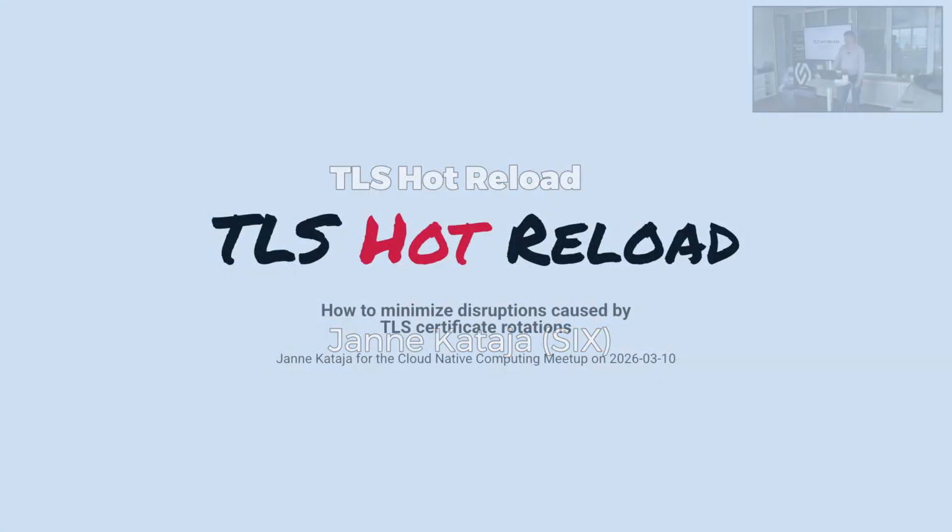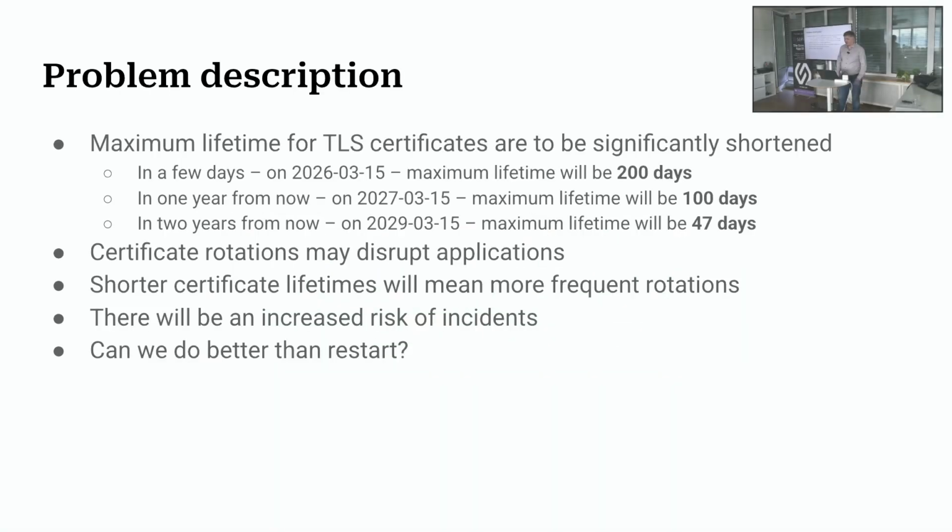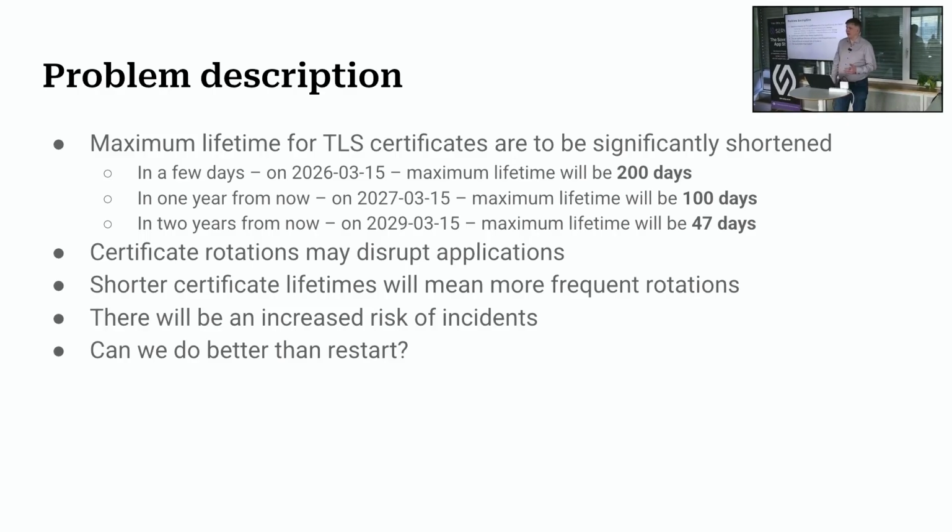Get a little bit worse very soon, because the browsers have agreed to limit the maximum lifetime they allow for TLS certificates. So in a few days, the maximum lifetime will be 200 days for a certificate. In 1 year, it will be cut to 100 days, and in 2 years, it will be cut to 47 days. So a lot more rotations are going to be coming very soon.